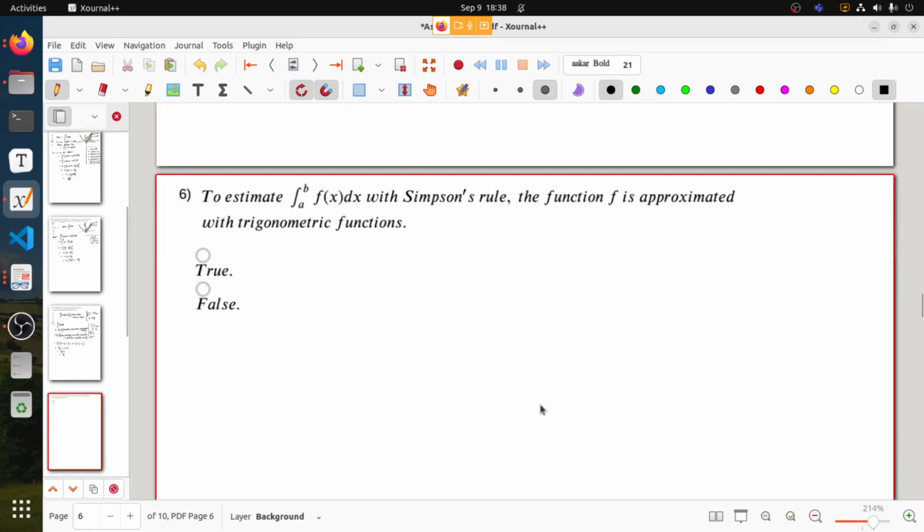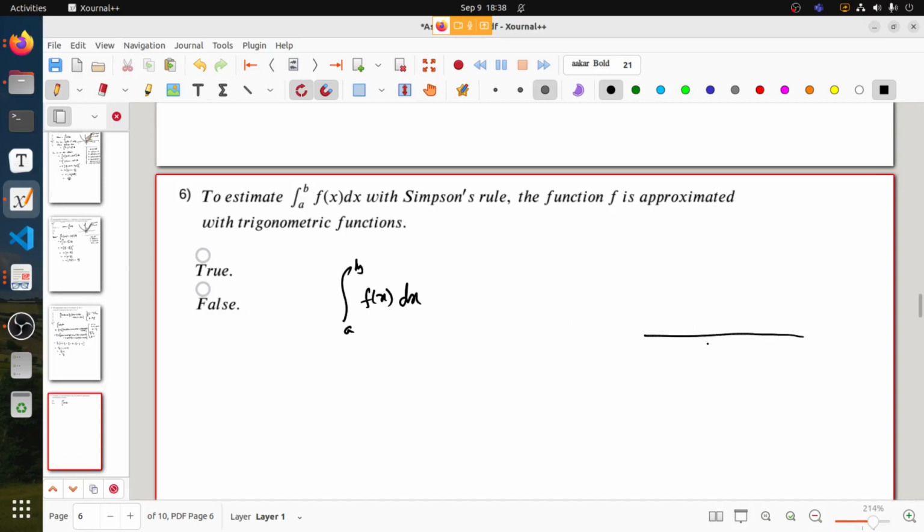Now come to the next one, question 6. It is a true-false question. What is it saying? To estimate the integral a to b of f(x) dx with Simpson's rule, the function f is approximated with trigonometric functions. Is it true or false? So you have to approximate this integral of f(x) dx. So what is Simpson's rule saying?